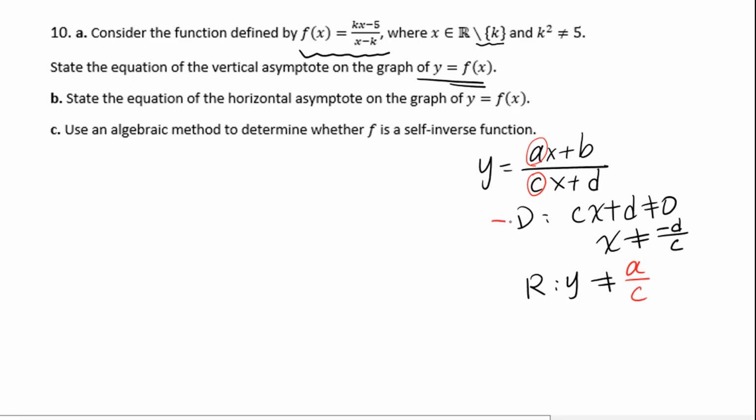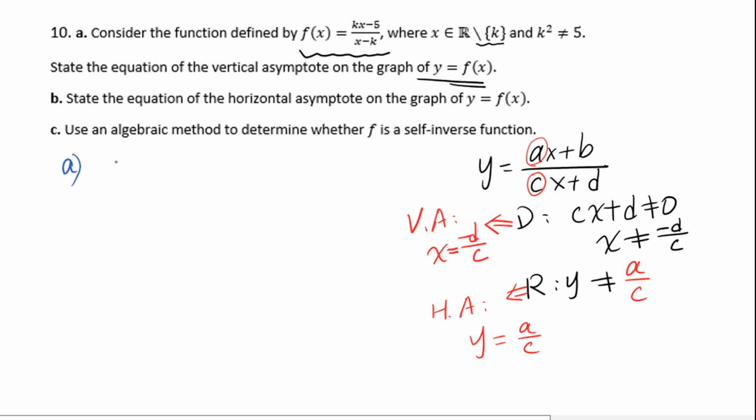And from this domain, you will figure out a vertical asymptote line. That is x equals negative d over c. From the range, we will figure out a horizontal asymptote line: y equals a over c.